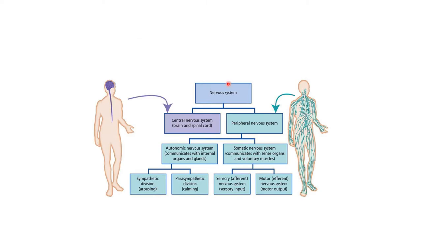So as it's already been discussed before, the nervous system is divided into two components, that is the central nervous system and the peripheral nervous system. The central nervous system comprises of brain and spinal cord, whereas the peripheral nervous system contains all other peripheral nerves and their associated ganglia.